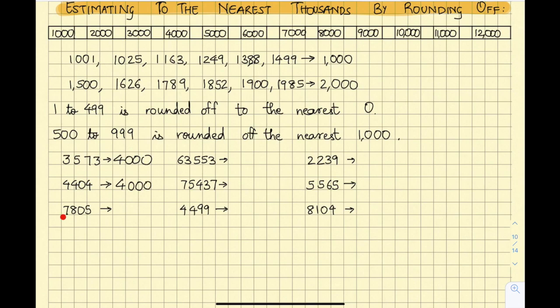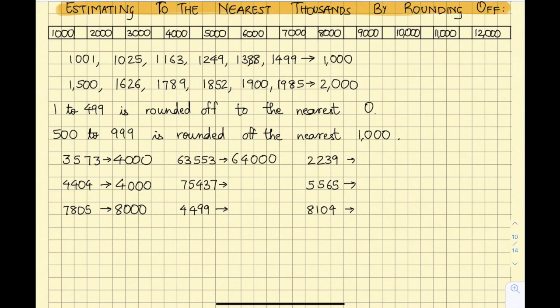Then we have 7,805. So this 805 is closer to the next thousands after 7,000, 8,000. So therefore we round it off as 8,000. Then we have 63,553. Again, your 553 is closer to the next 1,000. That is, after 63,000, we have the next 1,000 as 64,000. So it is rounded off as 64,000.